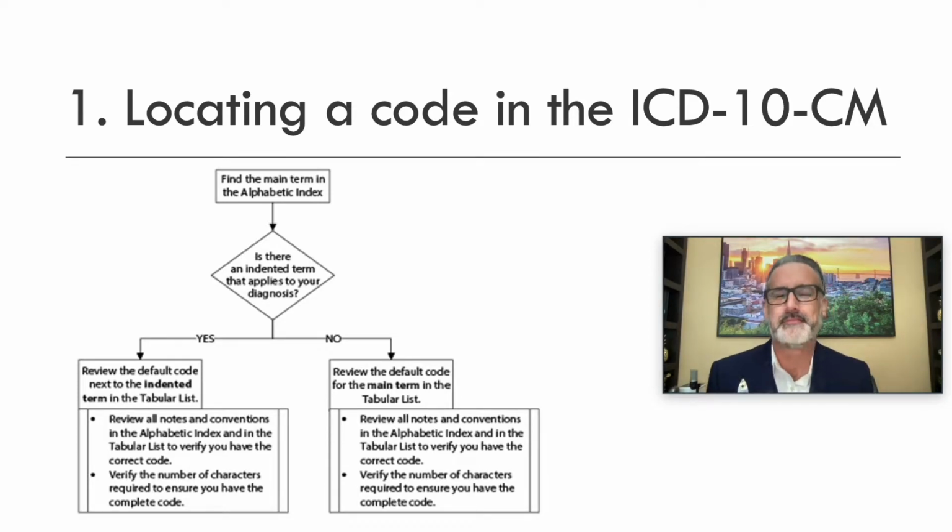But now, like how the right part of the grid shows, if there is no indentation when we're looking up the term in the alphabetical index in front, then we still review the main term, and then review all notes, and then still check the number of characters. Again, make sure that we're building up to the full character length there.